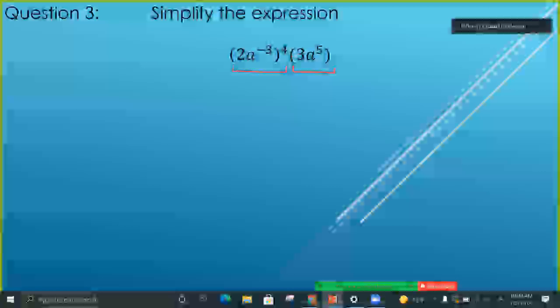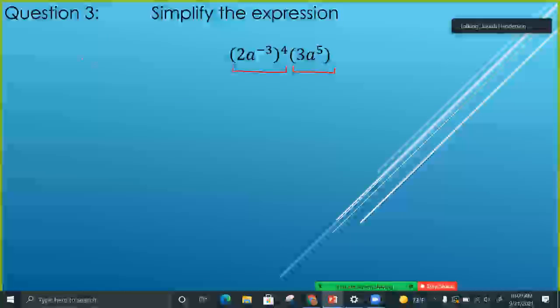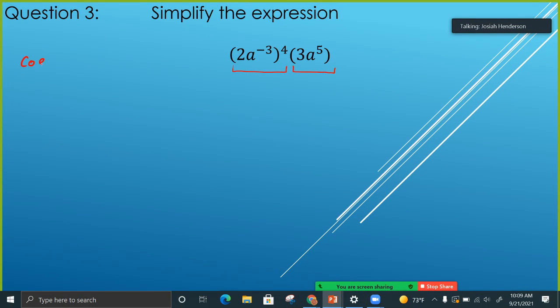Now remember, coefficients can multiply together. I'll write this down. Coefficients can multiply together. Coefficients are the numbers, the whole numbers that aren't variables. So in this case, our 2 and our 3 are coefficients.